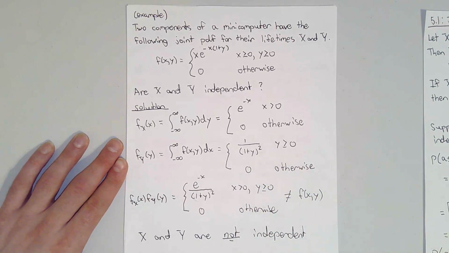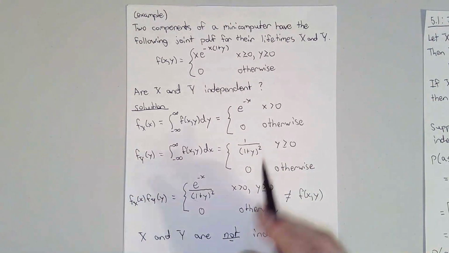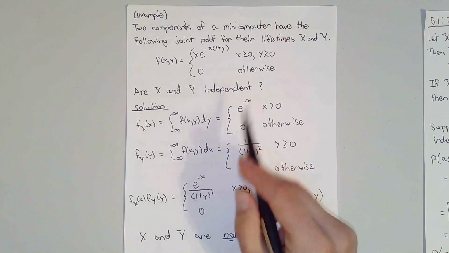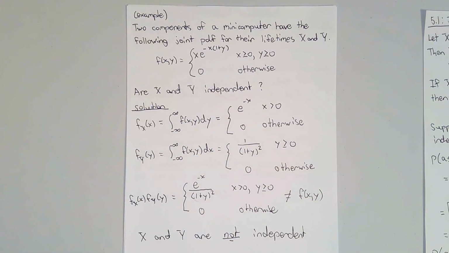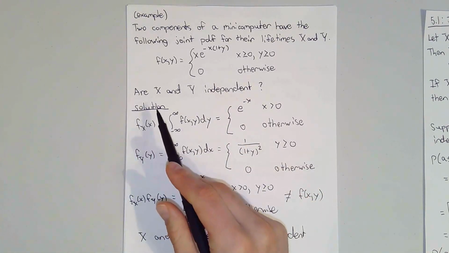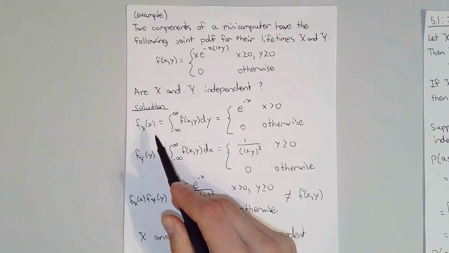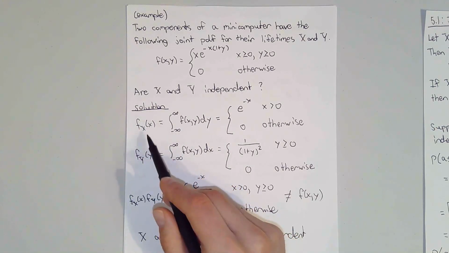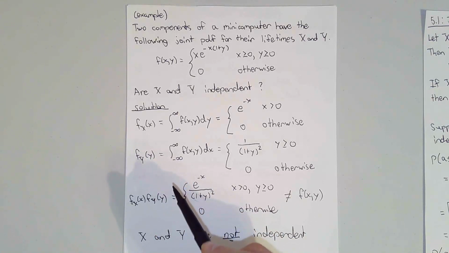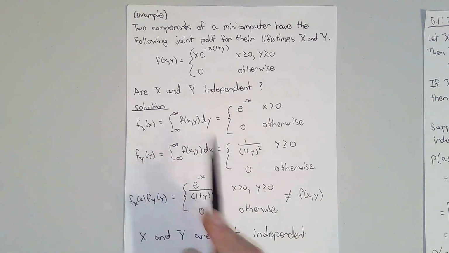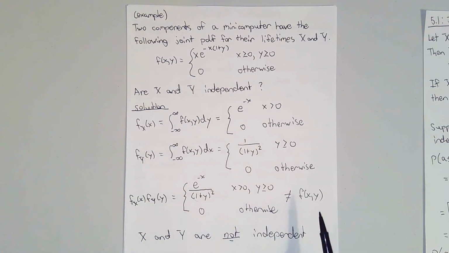So therefore we conclude capital X and capital Y are not independent. We went through this the long way. We computed in the previous video the marginal PDFs for capital X and capital Y respectively, and directly by taking the product, we can see it's not equal to the joint PDF.